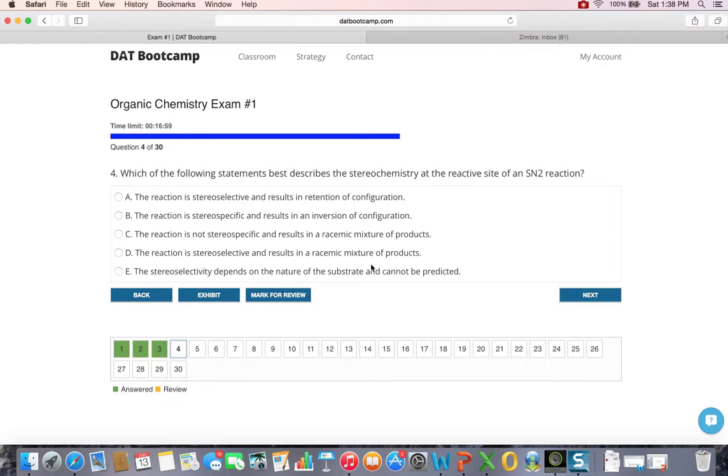If we look at A, we don't have retention of configuration, or we certainly don't have net retention of configuration. If we look at C, we don't get a racemic mixture, that's SN1. If we look at D, we don't get a racemic mixture of products because that wouldn't be stereoselective. If we look at E, that's nonsense any way you slice it, because there's no way of predicting that. B is the best answer that remains, but it is not stereospecific, it is stereoselective. Regardless of all that, we're going to pick B and move on to number 5.